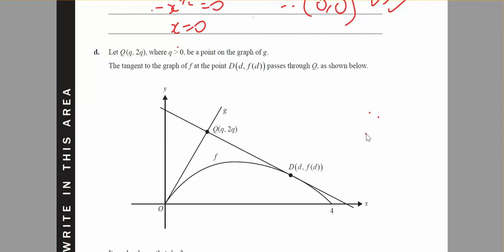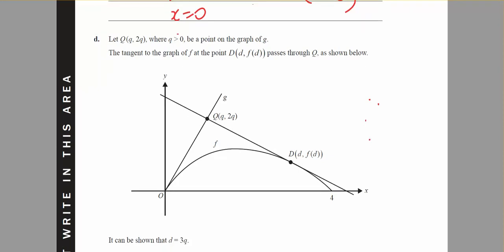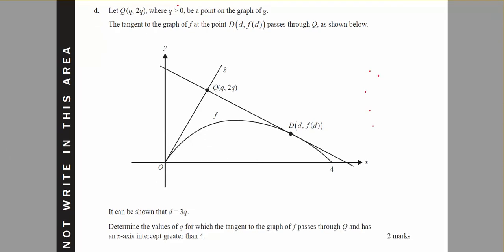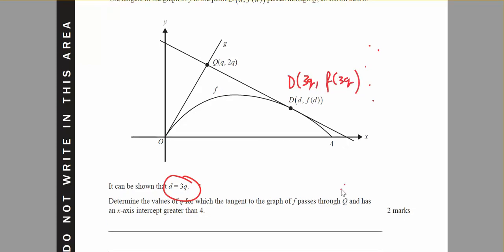Part D. Okay, Q, where Q is positive, point D, can be shown that, why didn't they just tell me that in the first place? 3Q and f of 3Q. Determine the values of Q for which the tangent of the graph passes through Q and has an x-intercept greater than 4. So the x-intercept has to be greater than 4 that way.